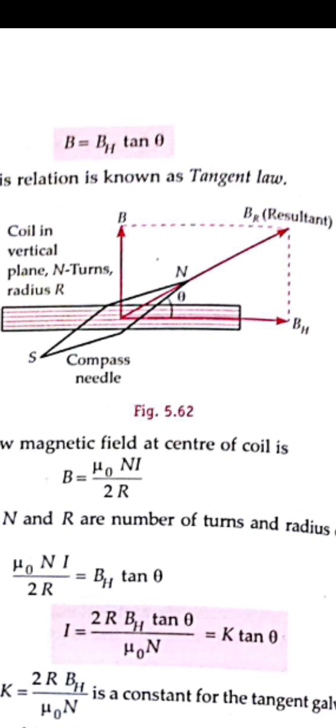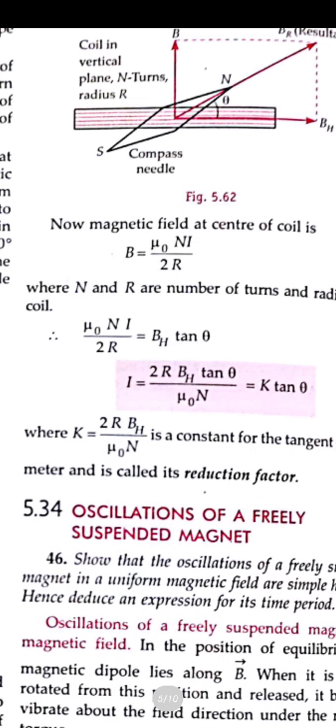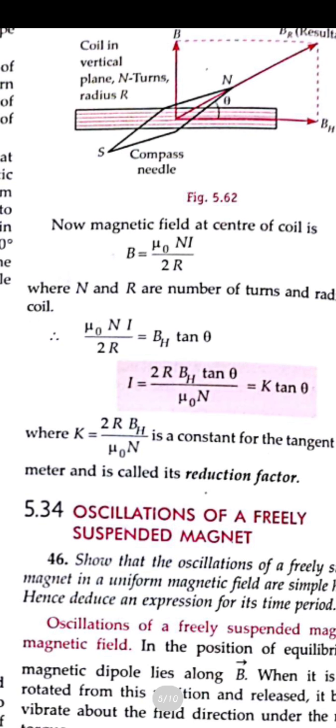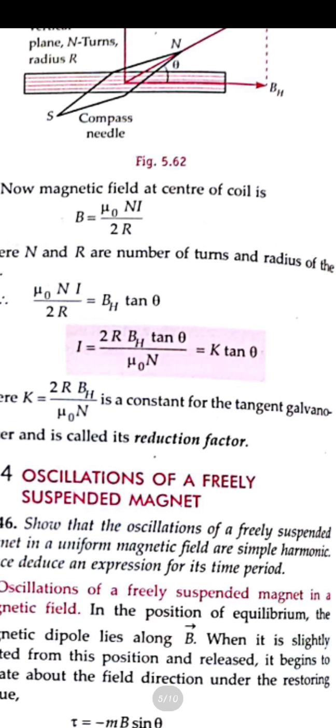So the first and the second equations are equal, that is mu naught Ni upon 2r. Equating both equations, we can find out the value of I also. That I will be 2r BH tan theta upon mu naught N. So what is mu naught? Sorry, mu naught is permeability. So the tangent galvanometer can be given as K, a constant, the galvanometer constant, given as 2r BH upon mu naught N.